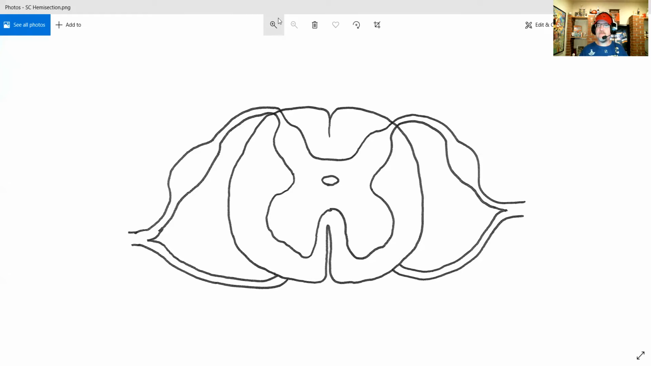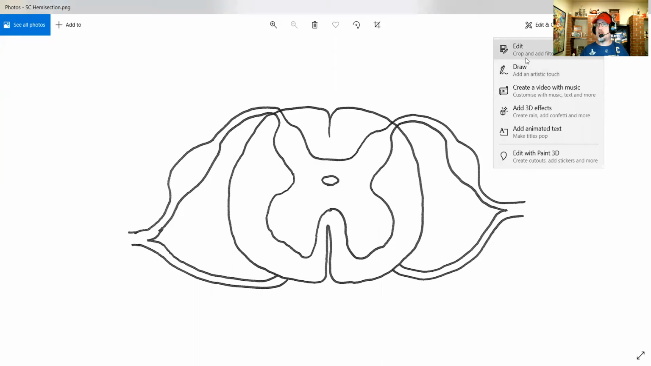I'm going to share my screen. We're going to take a look at first here a hemisection of the spinal cord. So here we go. This is a hemisection, and let's look at a few structures to start with. Let's just get oriented. So first, gray matter. Gray matter is that magic butterfly inside.